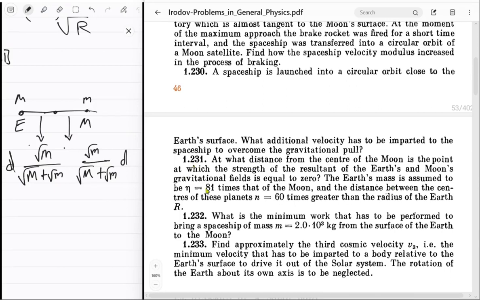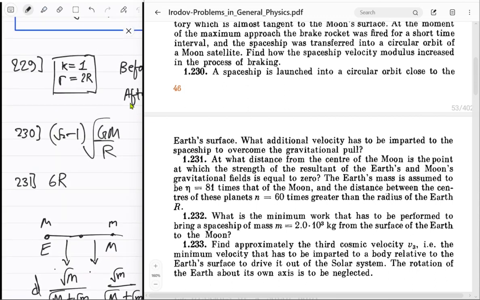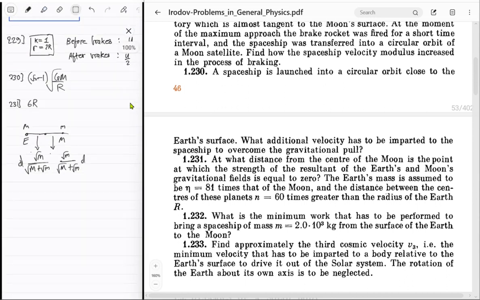The Earth's mass is assumed to be this much times the Moon's mass, and the distance between the center of these planets is this many times greater than the radius of Earth. So basically d is equal to 60r, just put that in there, and capital M is equal to 81, small m is equal to 1. I know it's not equal to that, but whatever, that's the way proportions work. So you get 9 upon 9 plus 1. And what do you want? At what distance from the center of the moon? So this distance is just 1 upon 10, so 1 upon 10 d, which is 1 upon 10 times 60 r. So it's 6 radii of Earth. That should be doing it. Next question.